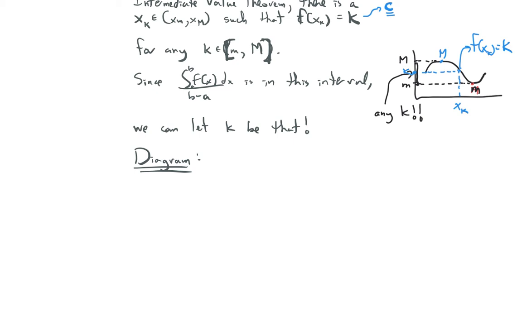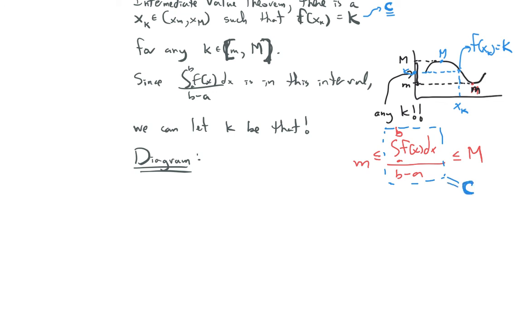And so, just rearranging the equation on the previous slide, we can find the value: the integral of our function divided by b minus a. Just dividing that previous equation by b minus a, we get that our minimum is less than or equal to this integral over b minus a, which is less than or equal to our maximum. So this value is between the minimum and the maximum.